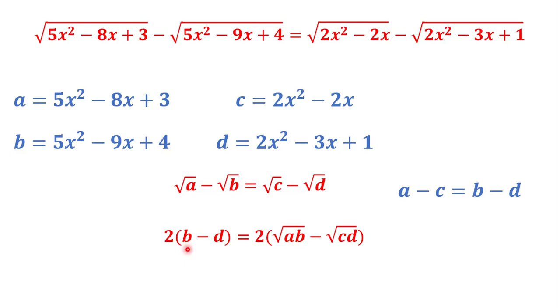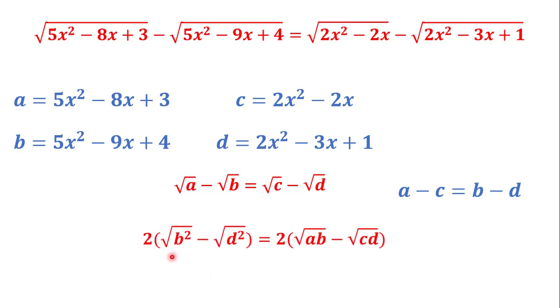b can be written as square root of b to the power of 2. Also, d can be written as square root of d to the power of 2. Now we can divide both sides by 2. We want to move radical b squared to the right hand side, and radical cd to the left hand side.